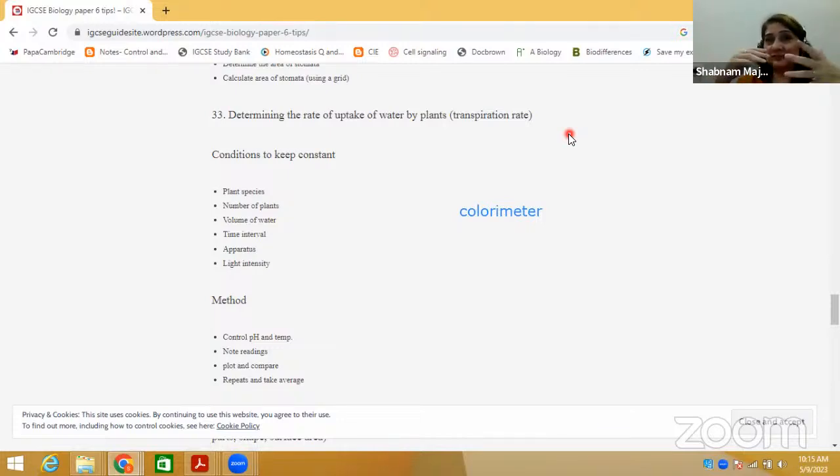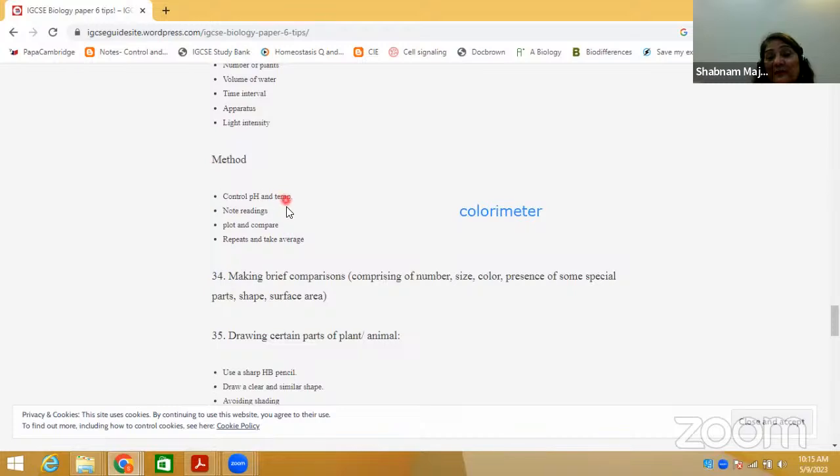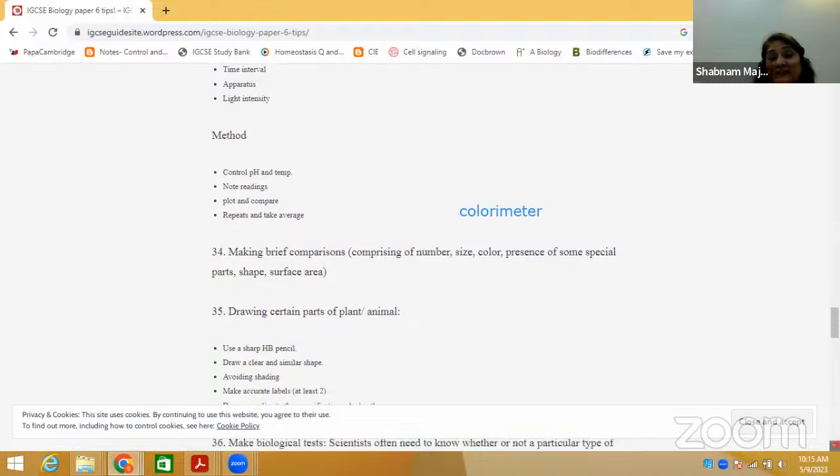What are the transpiration factors which can increase the rate? And you can see those. Conditions to keep constant: plant species, number of plants, volume of plants, volume of water, time interval, apparatus, light intensity, method, control of pH and temperature. Note readings, plot and compare, repeat and take the average. Make a brief comparison of number, size, color, presence of some special parts, shape, surface area, already I mentioned to you.